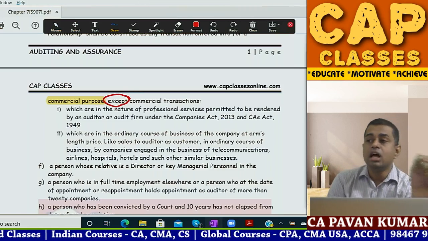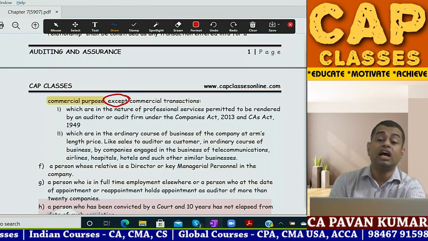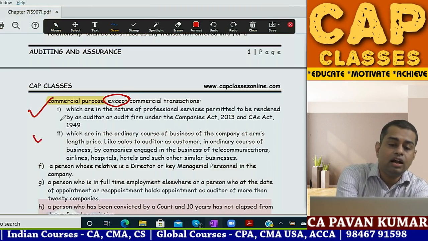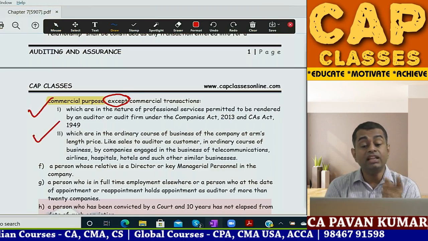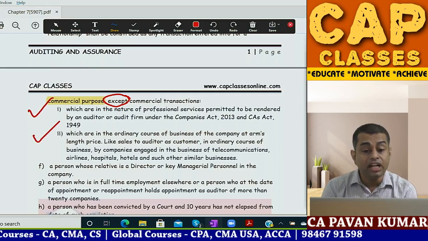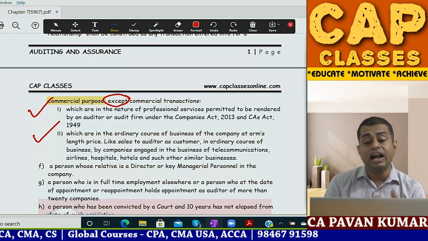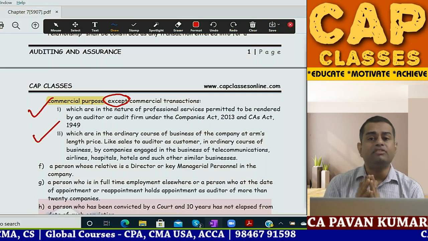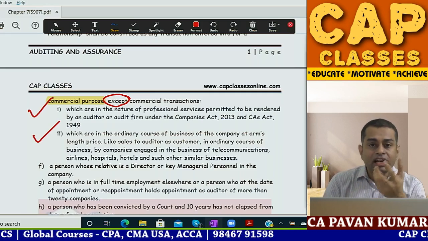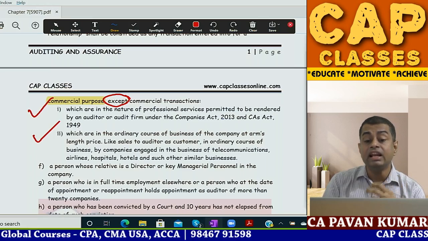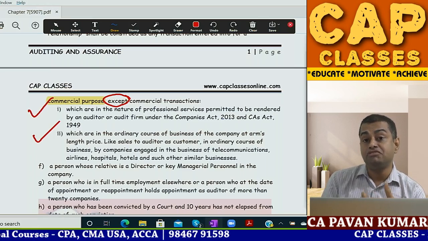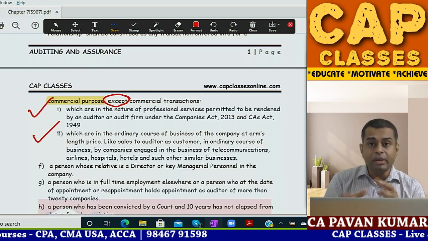That means 1 and 2 are exceptions which are allowed. These are allowed: those in the nature of professional services permitted to be rendered by the auditor or the audit firm under the Companies Act and the CA Act. That means, Pavan sir, I am conducting the audit of X Limited. Can I render a professional service to X Limited? Will it be a business connection?